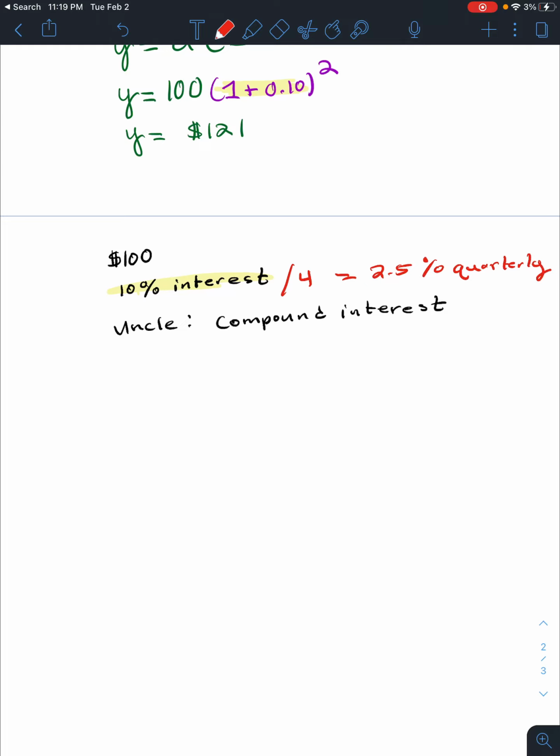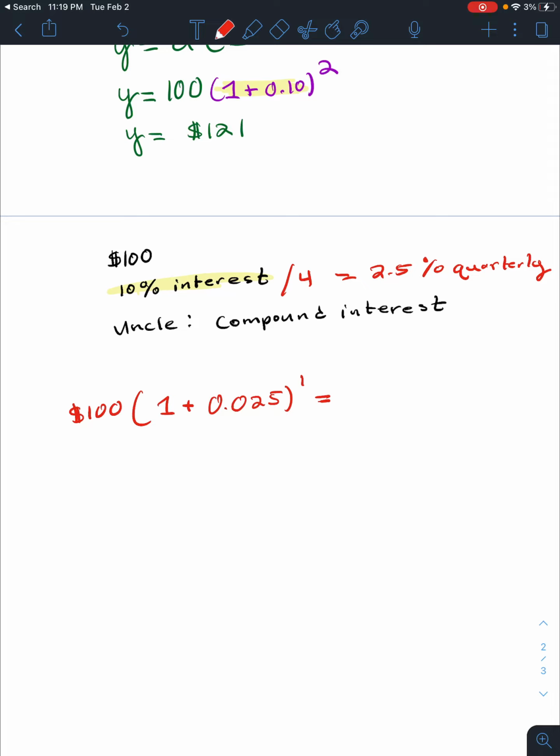So in a year now, I'm going to do $100 times 1 plus 0.025. And if I did this once, this would tell me my total that I get. If I'm doing this quarterly, let's think of our months. We have 12 months. So that's every 3 months. So every 3 months, we're going to do this process.